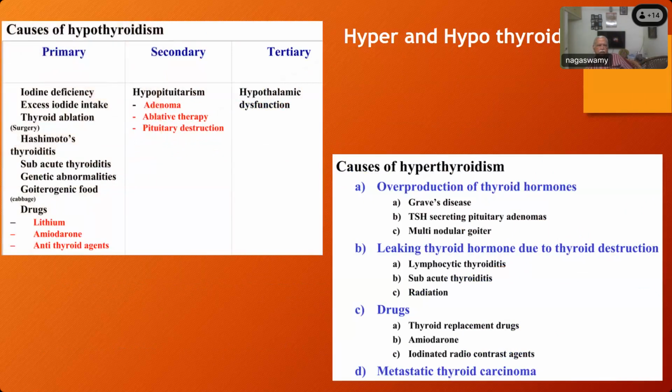So these are all the various causes for both the hyper and hypo. Hyper, it can be overproduction of thyroid hormones like Graves or TSH, or leaking thyroid hormone due to thyroid destruction, or drugs, thyroid replacement drugs, iodinated radiocontrast, and metastatic thyroid carcinoma. Hypothyroidism, it can be primary, secondary, or tertiary, and these are the various things. And you can see amiodarone can cause both hypo as well as hyperthyroidism.